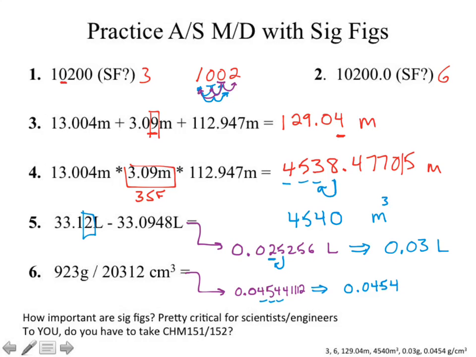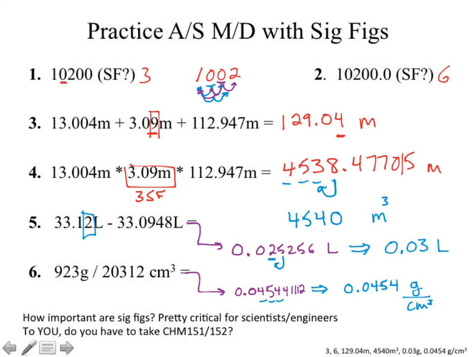454 as our number. What do we provide as our units? If we can't cancel the units, they stay. Okay? So our answer becomes 0.0454 grams per centimeter cubed. Questions? Some of you look thoroughly excited.